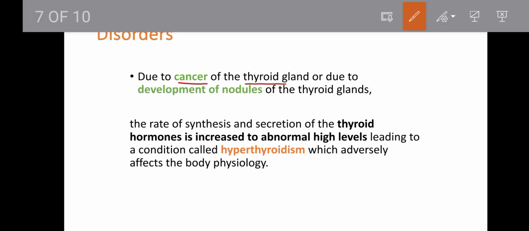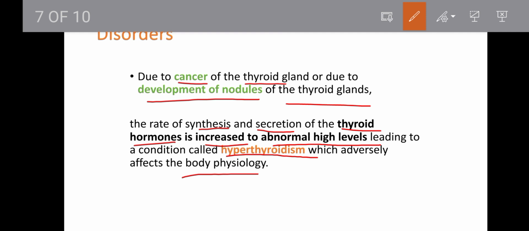Due to cancer of thyroid gland or due to development of nodules of thyroid gland, the rate of synthesis, that is formation, and secretion of thyroid hormones is increased to abnormally high levels, leading to a condition called hyperthyroidism, which adversely affects the body physiology.